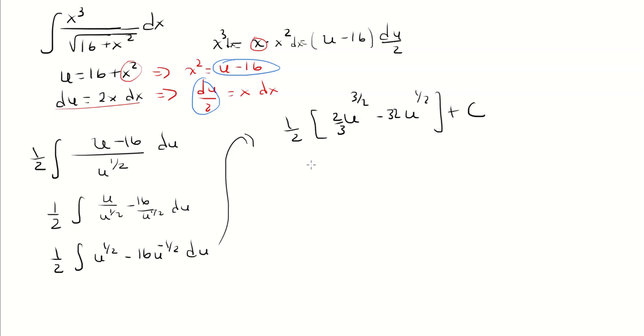And then plus c. So we'll distribute the 1/2. 1/2 times 2/3 is 1/3. 1/2 times 32 is 16. Now we can replace u with 16 plus x squared.